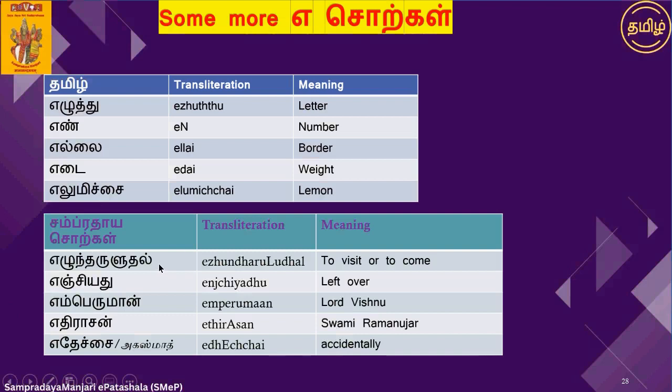எழுந்தருளுதல் to visit or to come. எஞ்சியது, எஞ்சியது அப்படிங்கறது ப்ராப்பர் சம்பிரதாய சொல். Left over. மீந்தது அப்படின்னு சொல்லுவோம் இல்லையா, left over, அதை எஞ்சியது. எம்பெருமான் Lord Vishnu, எம்பெருமானார் எதிராசன் ஸ்ரீராமானுஜர். எதேச்சை, accidentally I met her in the temple அப்படின்னு சொல்லுவோம்ல, எதேச்சியா பார்த்தேன் அப்படின்னு சொல்லுவோம்ல, அது யா இல்ல ஏ, எதேச்சை. Okay, so these are some Sampradayam words.